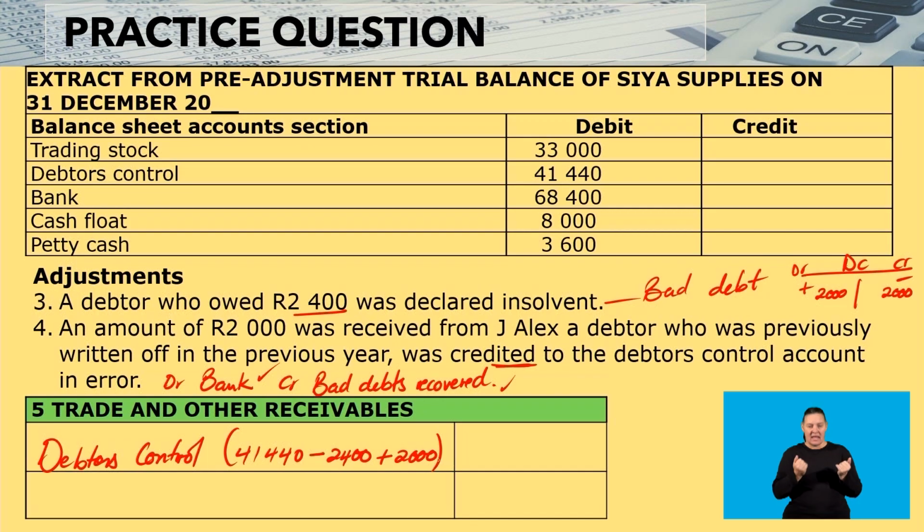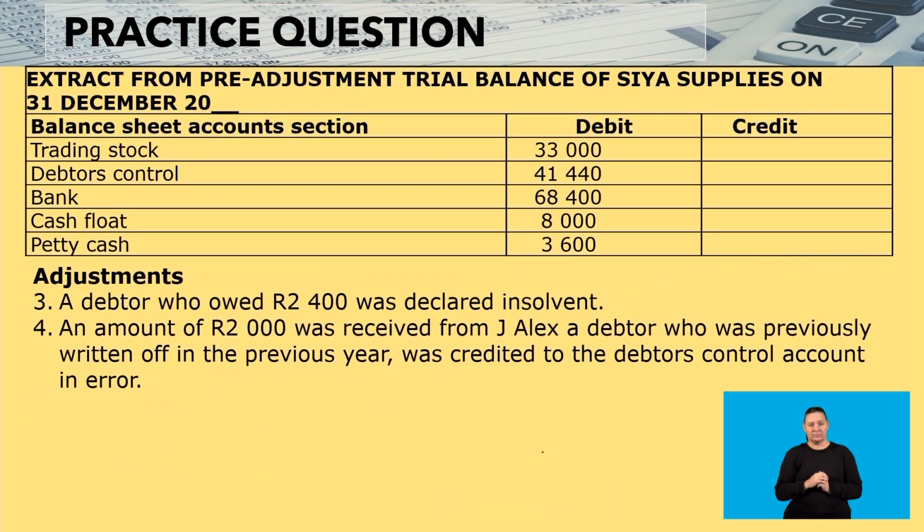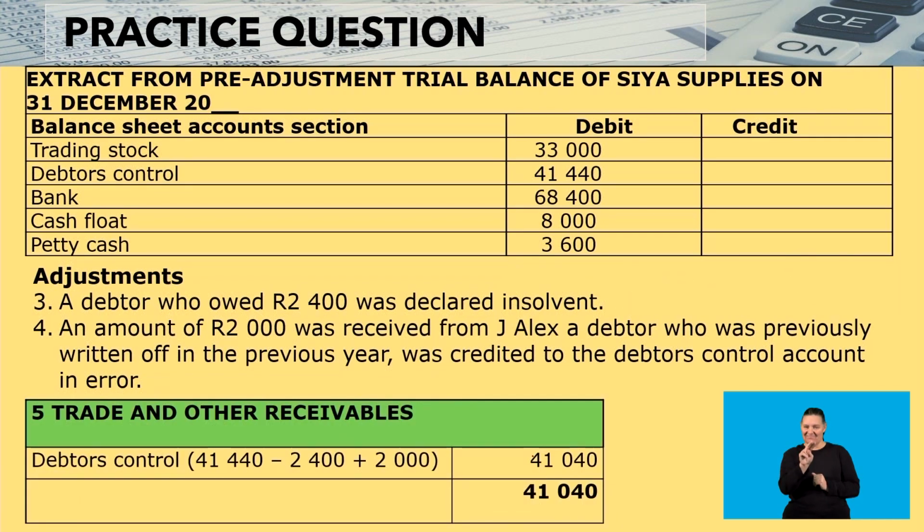I would therefore close my brackets because I do not see any more adjustments here. I'll say 41,440 minus 2,400 plus 2,000. That would then give me 41,040. As you see over there, that is my 41,040.